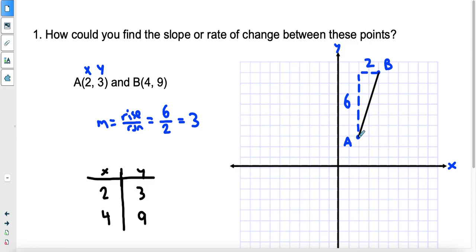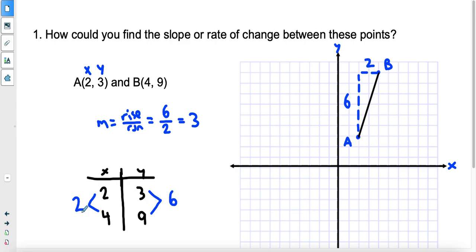We can see from the graph that my rise represents how much my y values are going up by. So here, my y values are going from 3 to 9. To go from 3 to 9, we have to go up 6. My run represents how much my x values go to the right. So here, my x values go from 2 to 4. So my x values go up by 2.